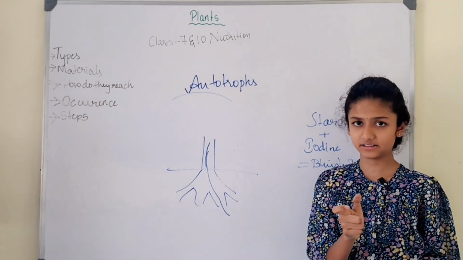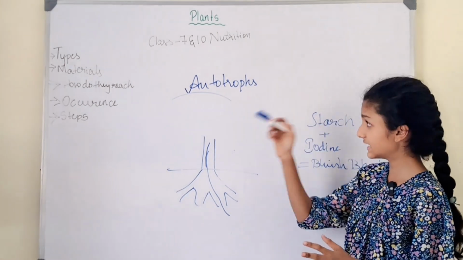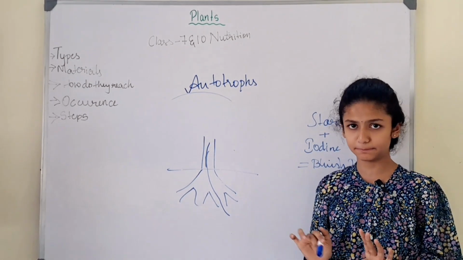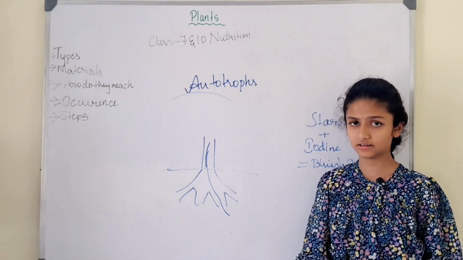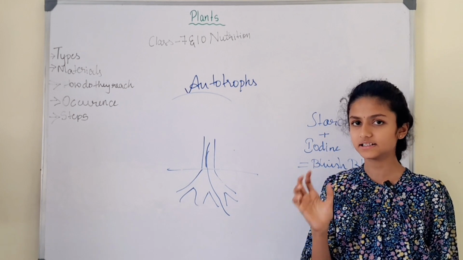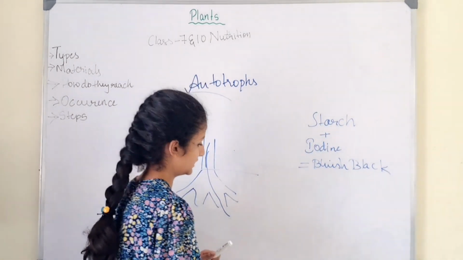Chlorophyll is a green color pigment which traps sunlight. So sunlight is taken by this green pigment. Now we know what is taken and how it is taken. Now let us see where this occurs, and let us see the chemical equation of photosynthesis.